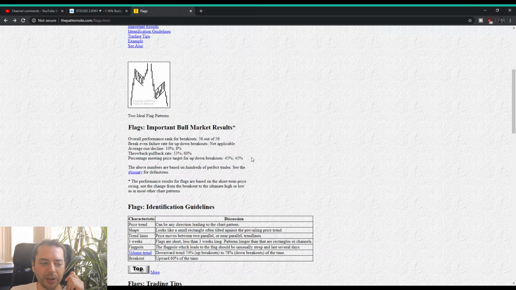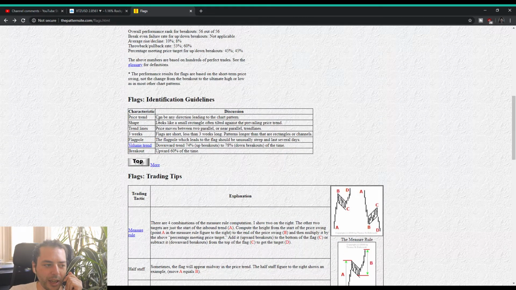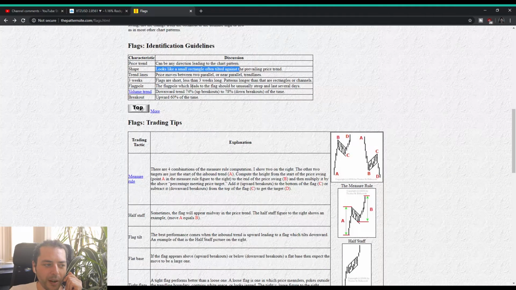So let's just assume that you're right again, and then look down to how you measure these things. You go from A to B. This is the bear. The bull flag would be this one. A to B, and you're looking for a flagpole to be mostly vertical, by the way. Price trend can be any direction leading to the chart pattern. Looks like a small rectangle. Oh, by the way, he just talks about flags here. But whatever. Looks like a small rectangle tilted against the prevailing trend, so small being the operative word there.